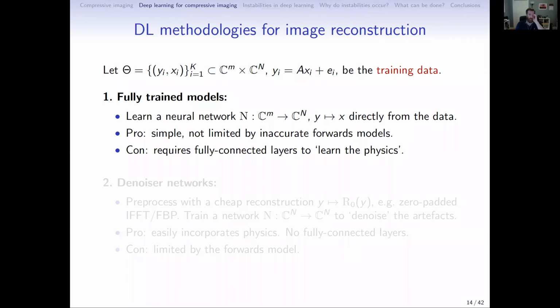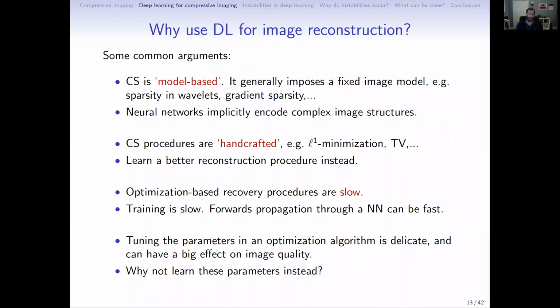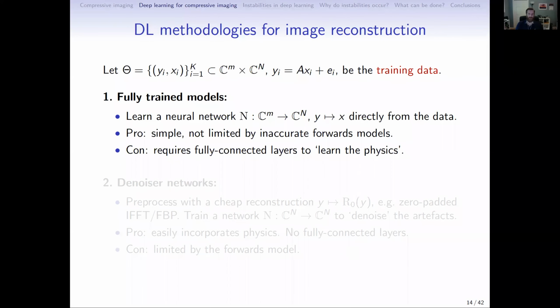Okay, so this is why one might use deep learning for image reconstruction. Let me talk a little bit about different ways in which one might do this. I don't want to get too deep into the weeds here because there are a lot of different approaches out there, with a lot of different technical details, but let me just try and give a flavor of the different methodologies that people have tried.